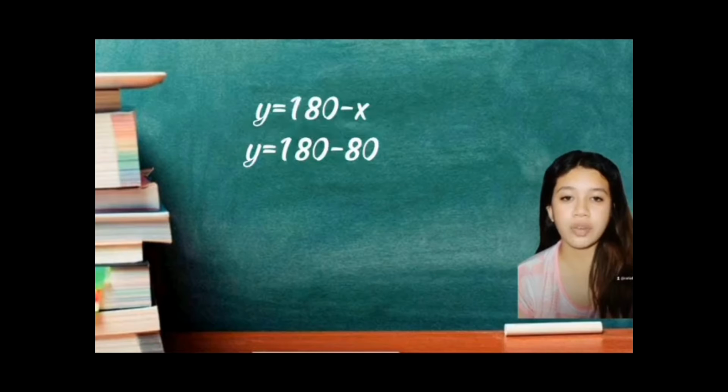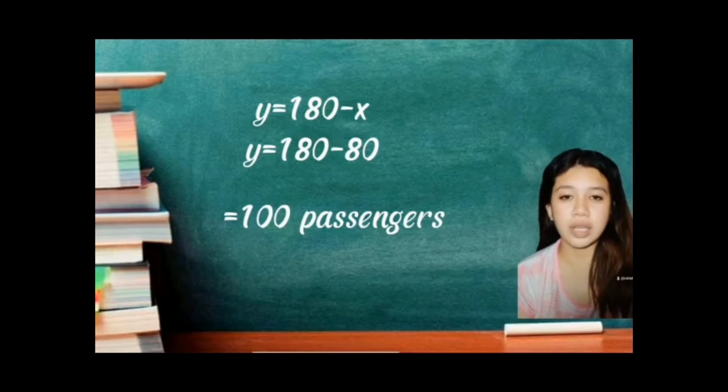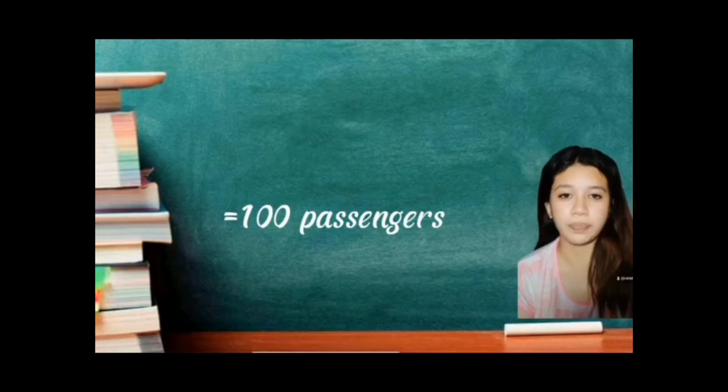So we can use the first equation, y is equal to 180 minus x. So we can get the value of y. Y equals 180 minus 80, which is equal to 100 passengers.